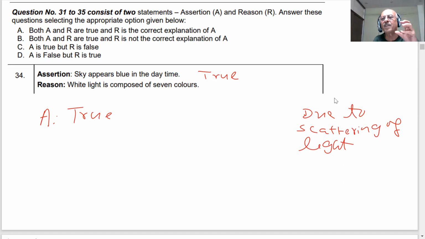You have seen when a prism is passed, the white light splits into 7 colors. Actually, white light consists of millions of colors, but what you see is 7 colors. You have seen the spectrum, 7 colors of white light: violet, indigo, blue, green, yellow, orange, red.